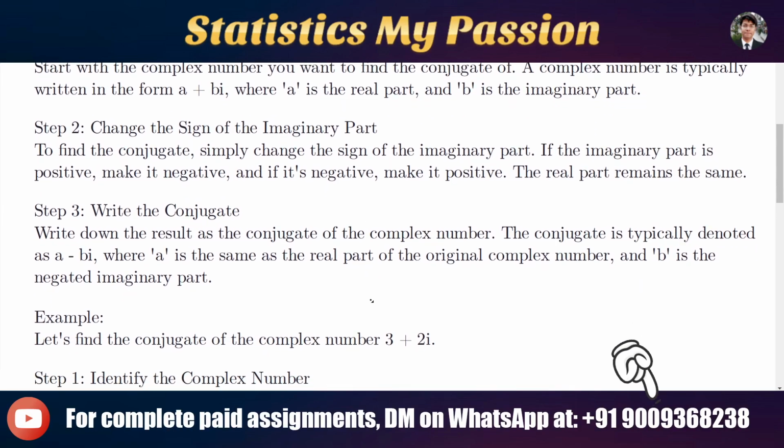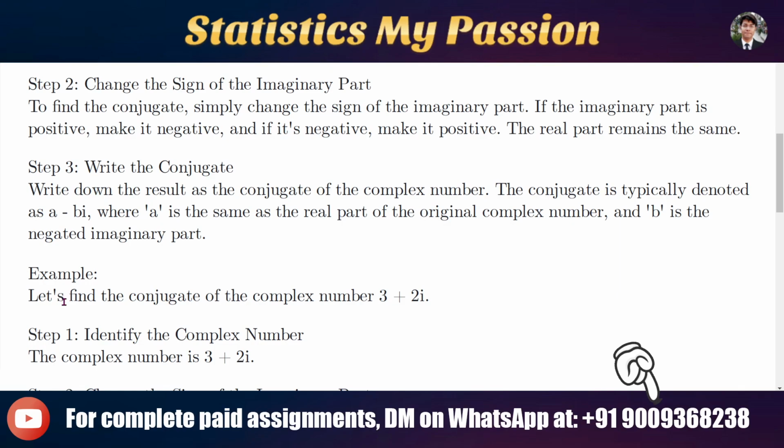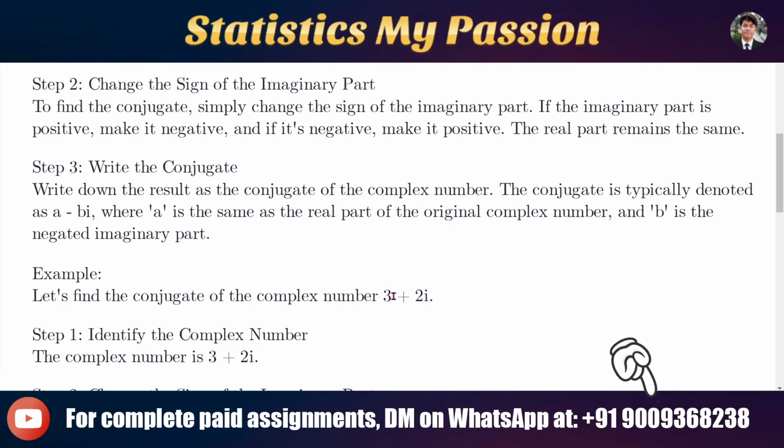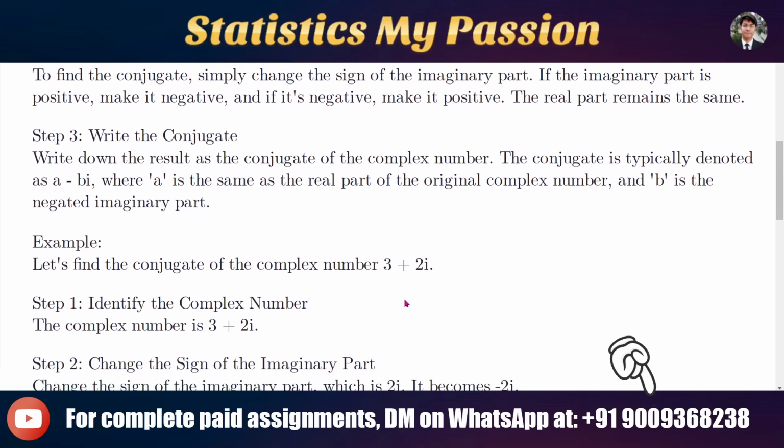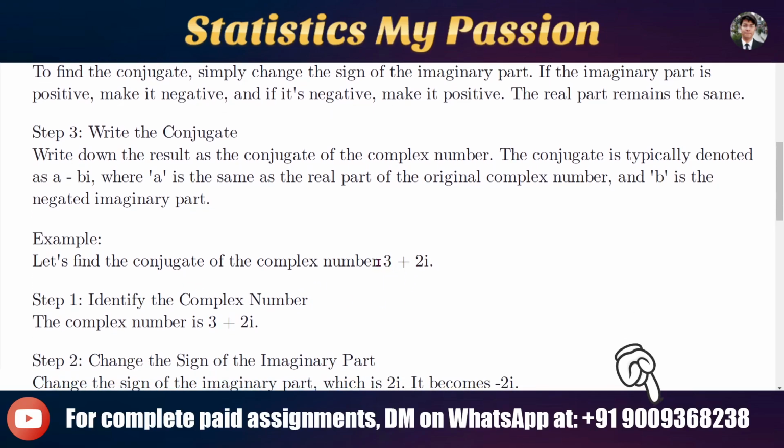So let's see the example that we have. Let's find the conjugate of the complex number, suppose 3 plus 2 iota. In step 1, we check whether this is a complex number or not. Yes, it is a complex number because it is in the form of a plus bi. It can be a plus or a minus b iota.